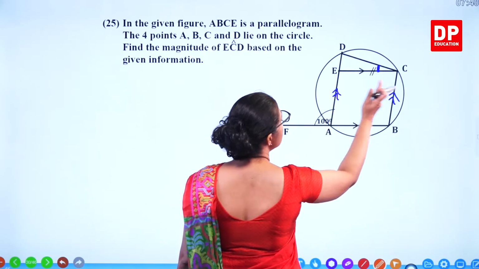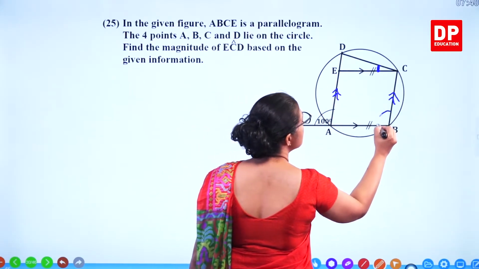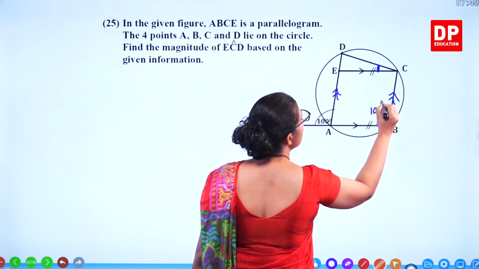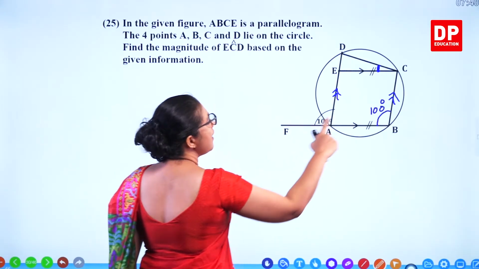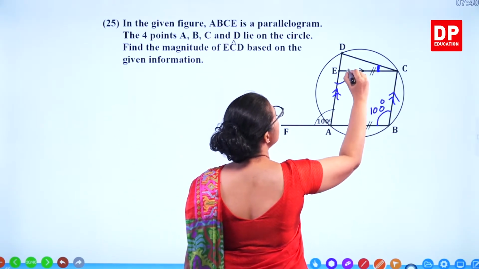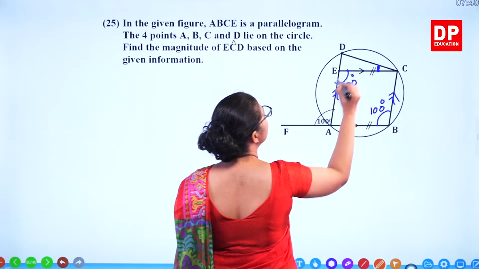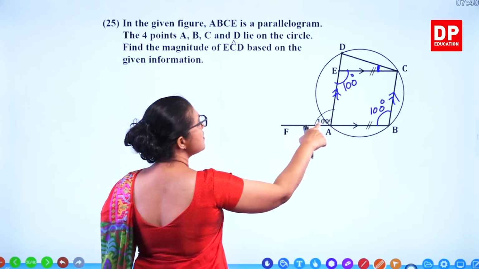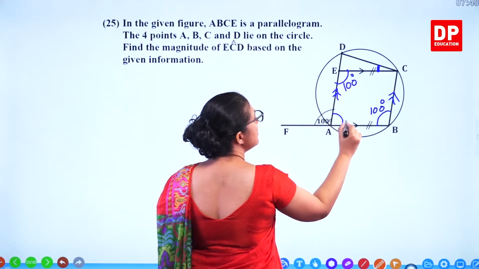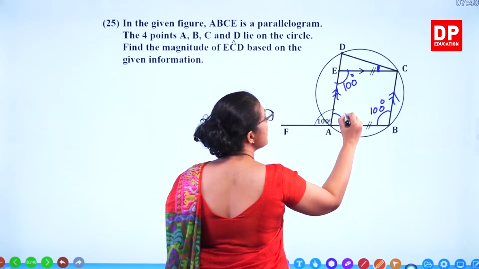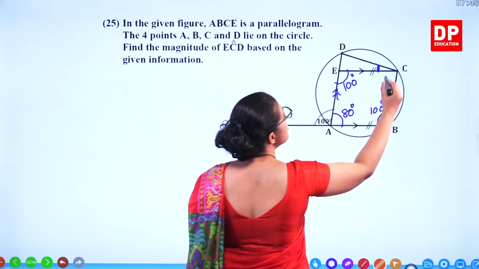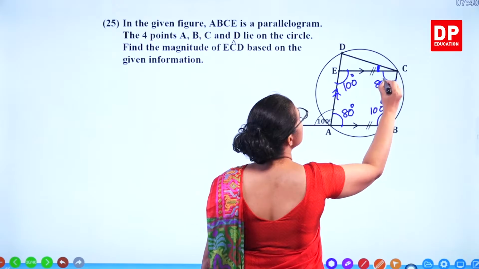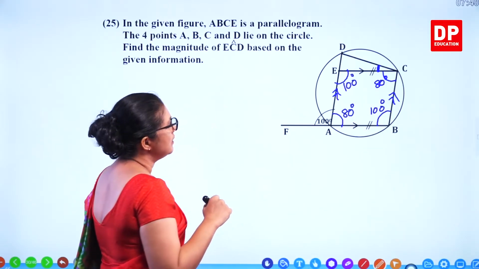So these two lines are parallel. This is equal to this. Corresponding angles. And if this is 100, this is 100. Opposite angles are equal. If this is 100, what is this angle? 180 minus 100, that's 80. So this is 80. Opposite angles are equal.